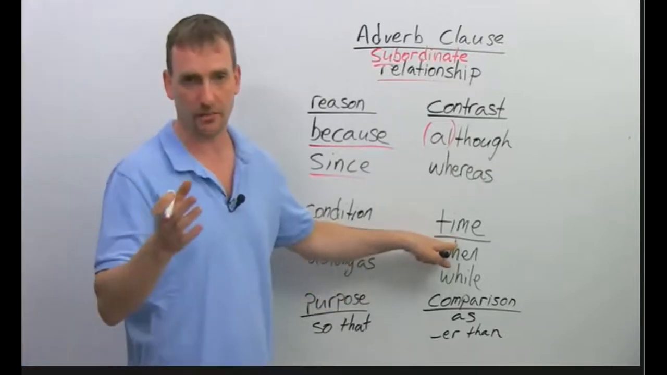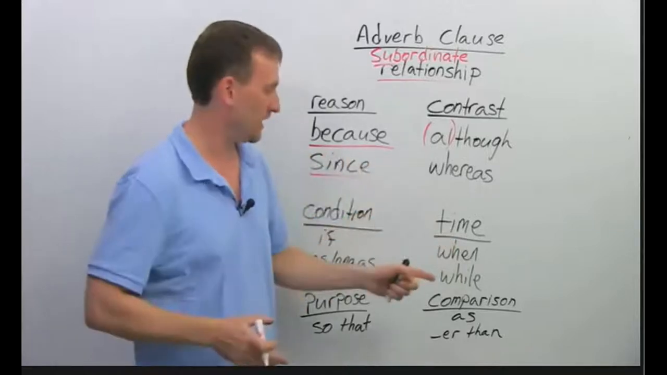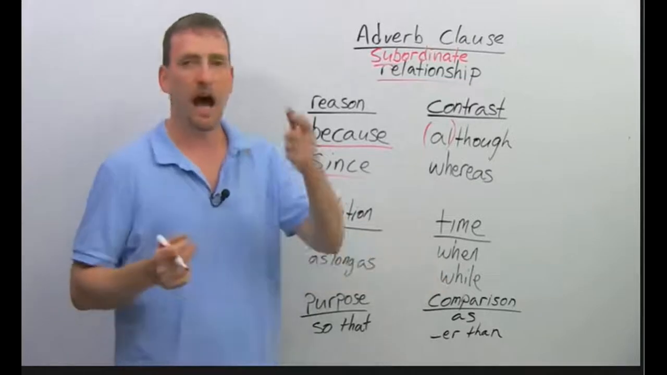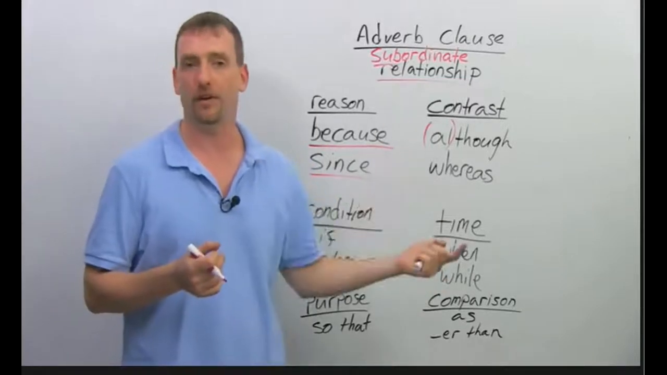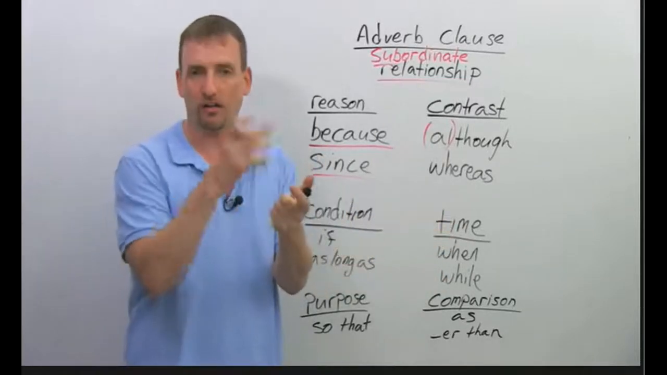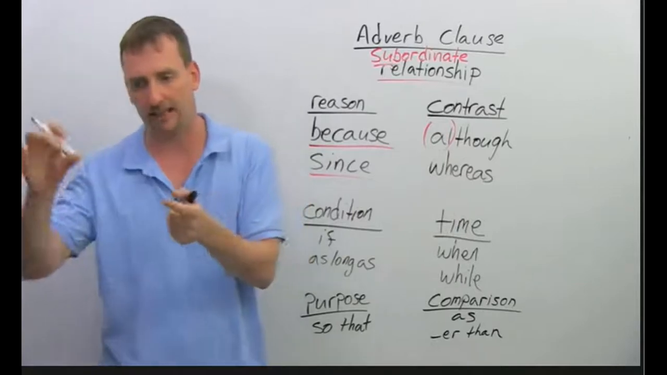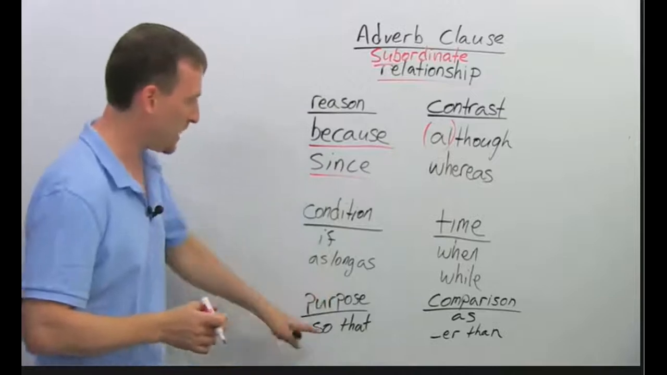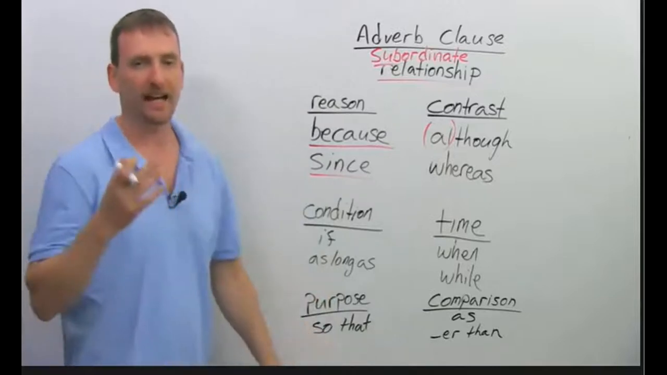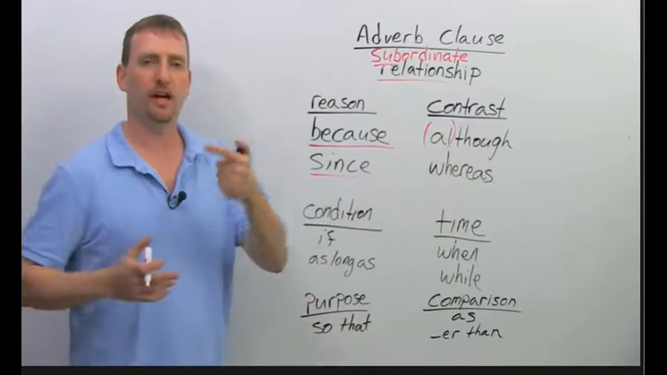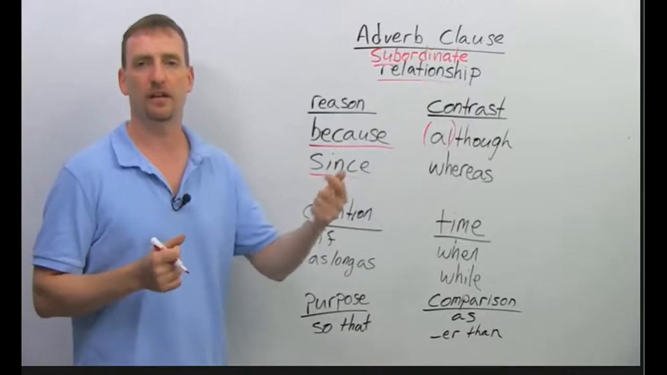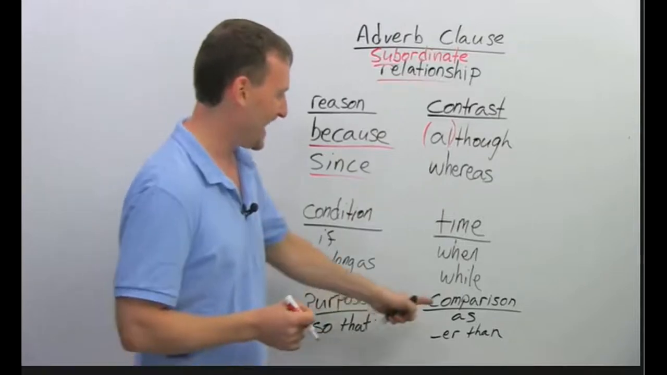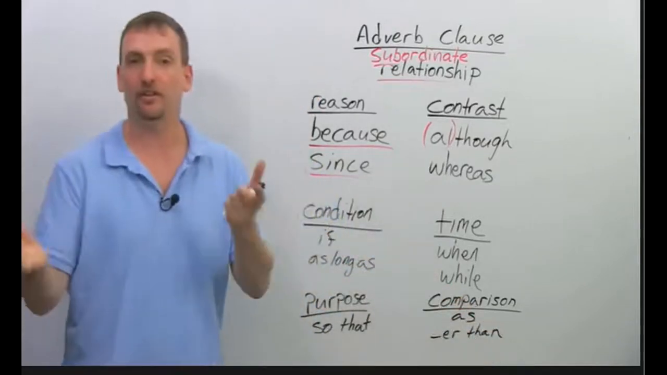Time. This is another relationship. When did something happen? We use when, we use while, we use other conjunctions as well. I will call you when I get home. So this call that I will make to you will happen at the time that I get home. That's the relationship between the two. Purpose. I asked my boss for a pay raise so that I could afford my Lamborghini, which I can't afford now.